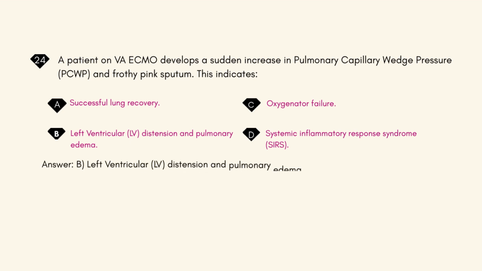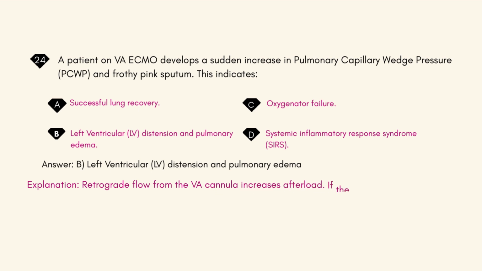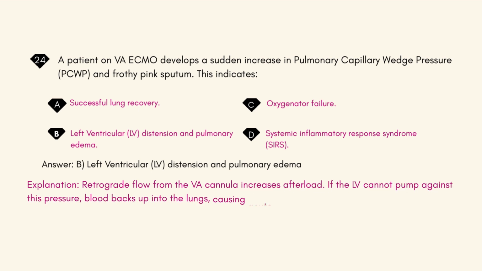Answer: B. Left ventricular, LV, distension and pulmonary edema. Explanation: retrograde flow from the VA cannula increases afterload. If the LV cannot pump against this pressure, blood backs up into the lungs, causing acute pulmonary edema. This often requires LV venting.